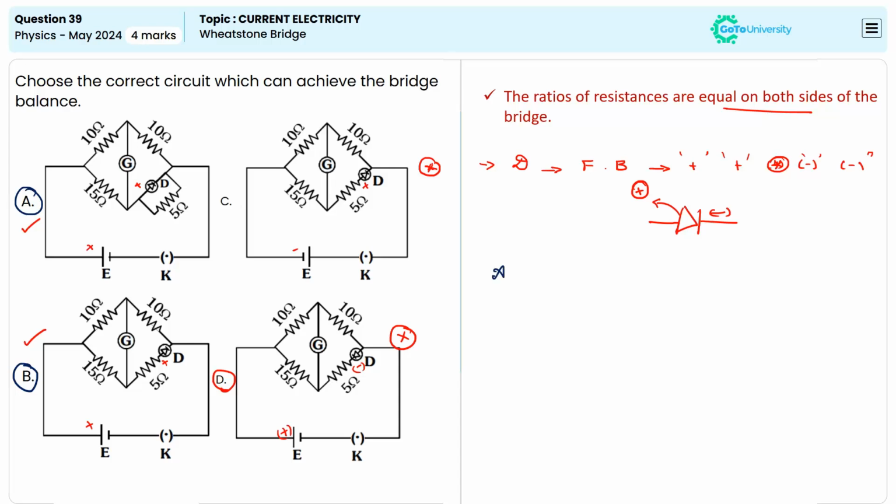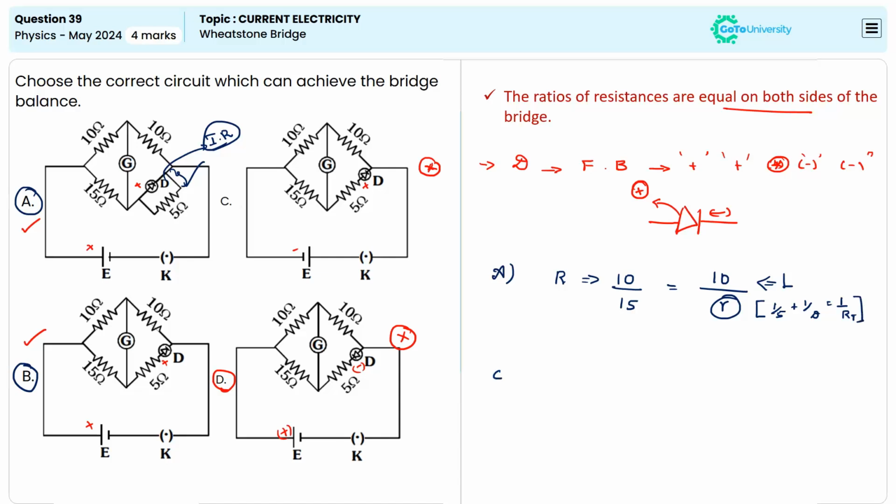So in option A, we can say the right side ratio will be equal to 10 over 15, and the left side ratio will be equal to 10 divided by R, because in the case of the diode connection, there is a resistor as well as the diode. Even in the diode, there will be internal resistance. The diode and the resistance are connected in parallel. So we can write 1 over 5 plus 1 over D, which will be equal to 1 over the resultant resistance.